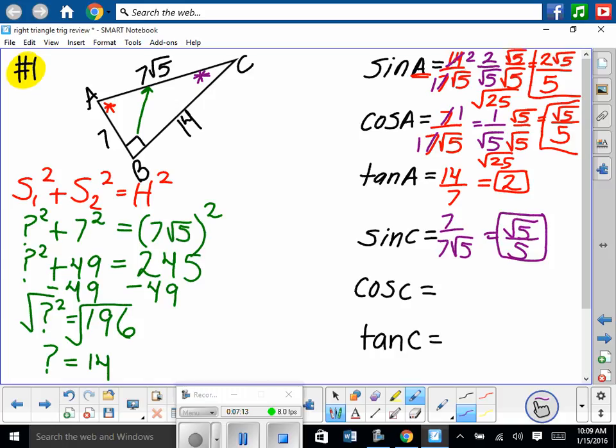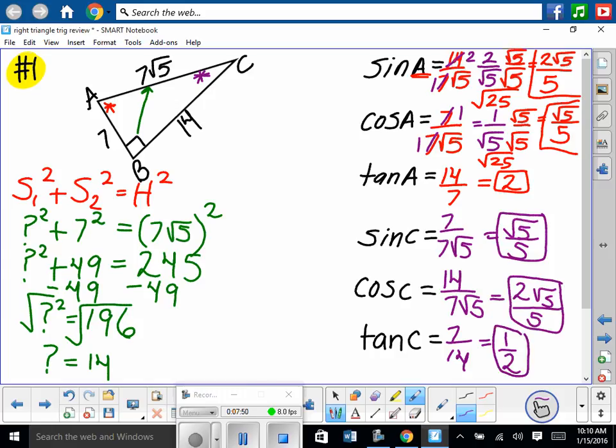Cosine of C. It's adjacent over hypotenuse. So 14 over 7 square roots of 5. And we've already done one similar to this up here. Sine of A was the same thing. So we went through and simplified it. We get 2 square roots of 5 over 5. And then tangent is opposite over adjacent. So 7 over 14. Don't make the mistake of saying that's 2. It's not. It is 1/2.